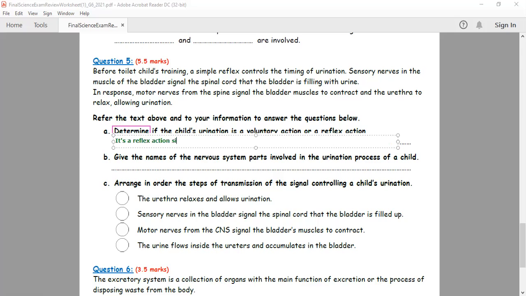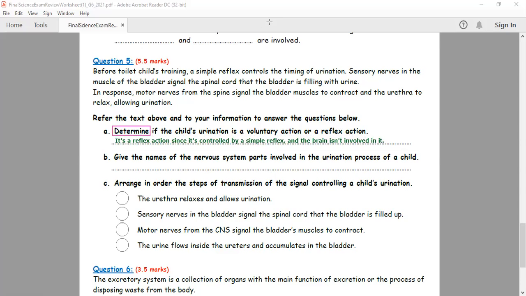Since in the text, they said it is controlled by a simple reflex. And tell me, did I mention the brain? Is the brain involved in this kind of action, in this process? No. The brain isn't involved in it. Okay?